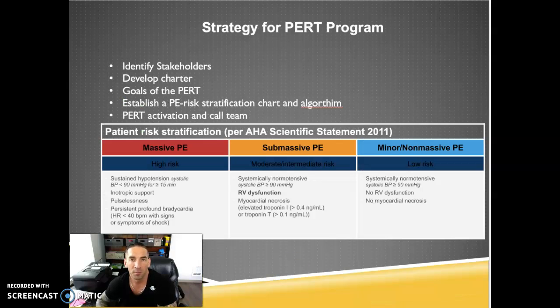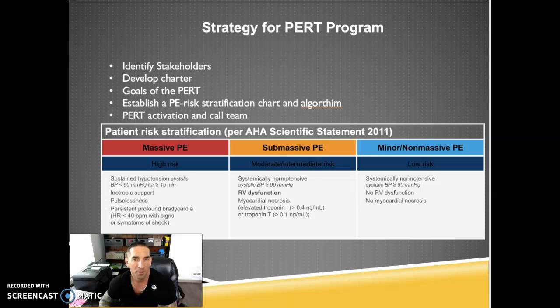The strategy for implementing a PERT program is a guide that I'm going to develop so institutions that want to address the PE disease state in their hospital can use this as a kind of recipe or a guidebook on how to formulate their own PE response team. So part of that is going to be identifying the necessary stakeholders within the institution that want to be a part of the PERT program. And we'll cover who those players are in the next slide.